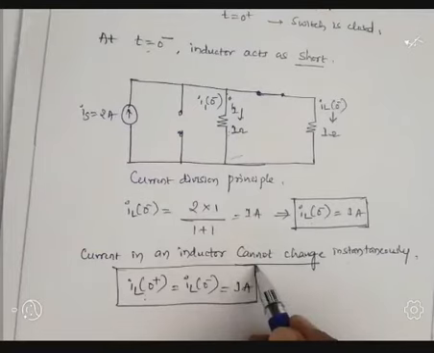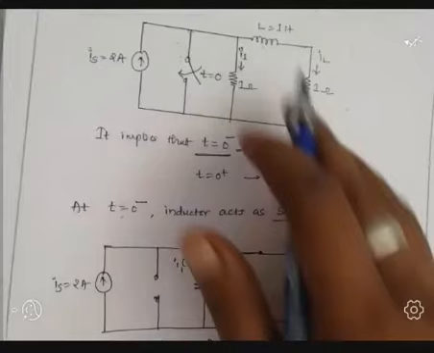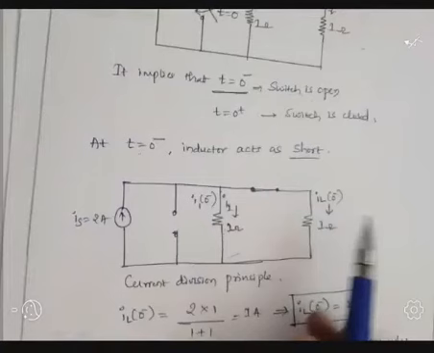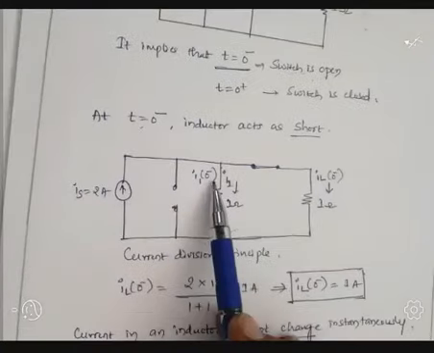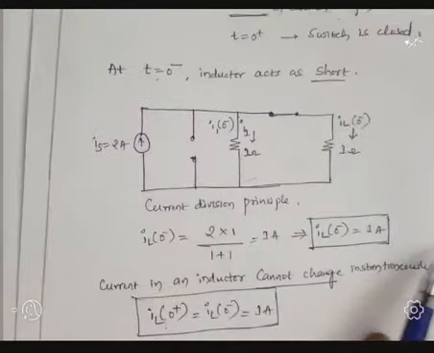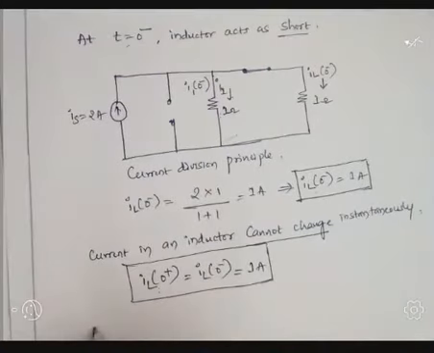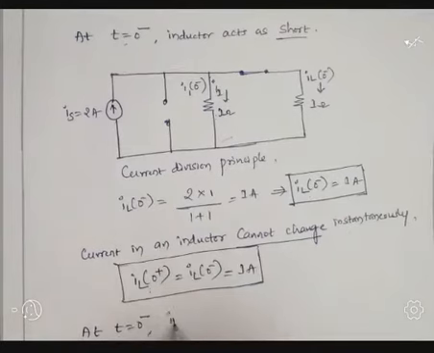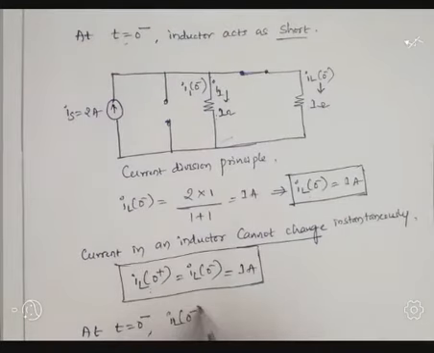Okay, we calculated IL of 0 plus. Then next is I1 of 0 plus, which is the current flowing through the 1 ohm resistance after the switch. How to calculate? We calculated at t equal to 0 minus, IL of 0 minus is equal to how much? See, observe the network.